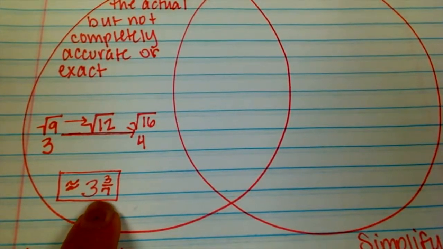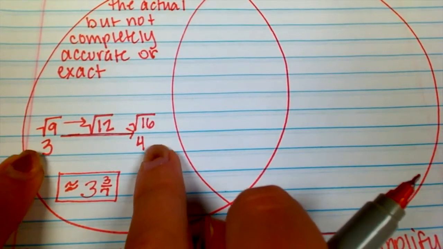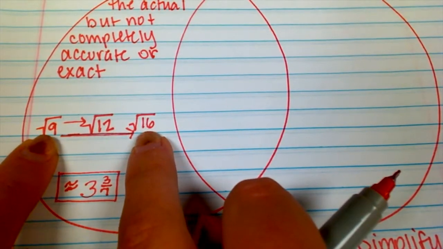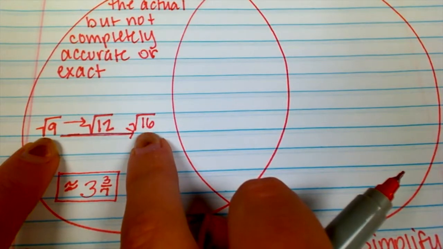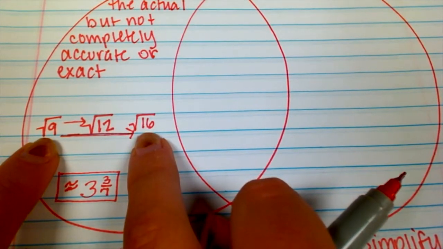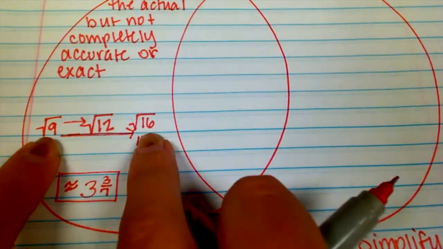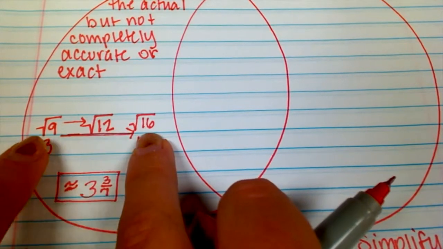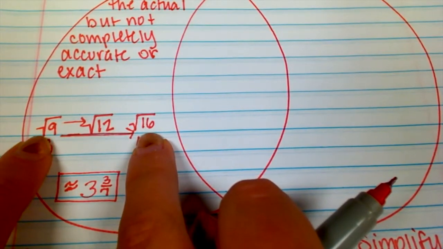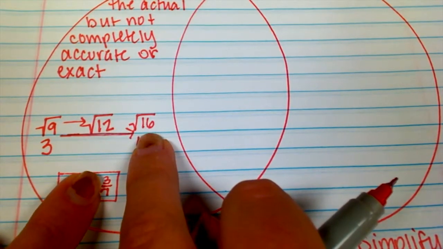To find out the fraction, I had to look at the distance between 3 and 4 using the square root numbers. So what is the distance between 9 and 16? 7. So that's my denominator. 12 is not all the way to the 16, so it's not 7 away from 9. It's only 3 there. We're 3 away from 9. So that's the numerator.